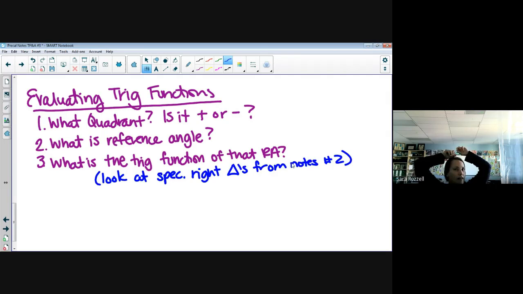Depending on if they were asking for sine, cosine, tangent, whatever, you would write down what that trig function was for that specific reference angle. So all of these are going to be 30, 45, or 60 for the reference angle, so they're all going to be on those notes. Then we put together what is that number, and is it positive or negative, and we have our answer.